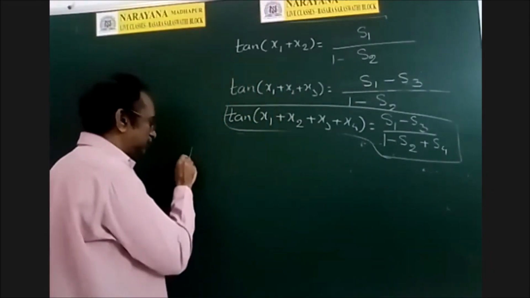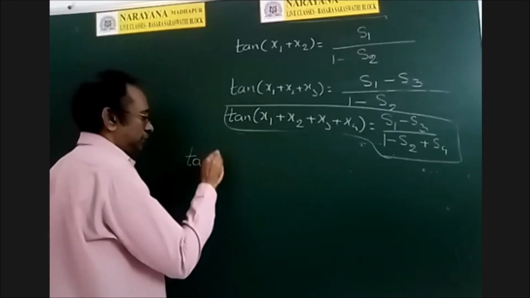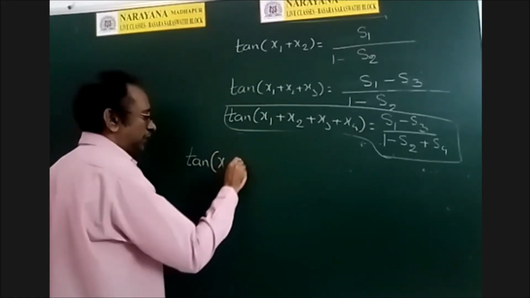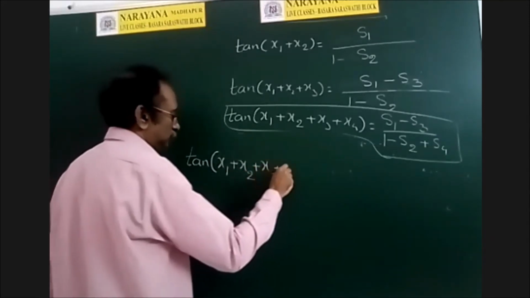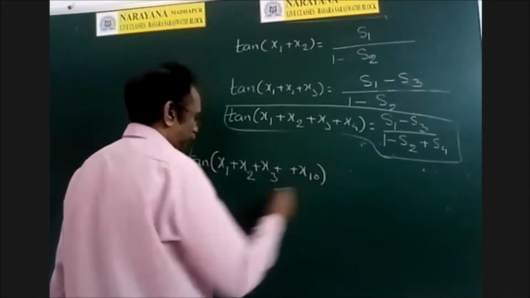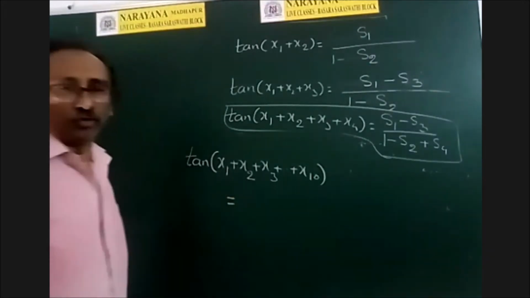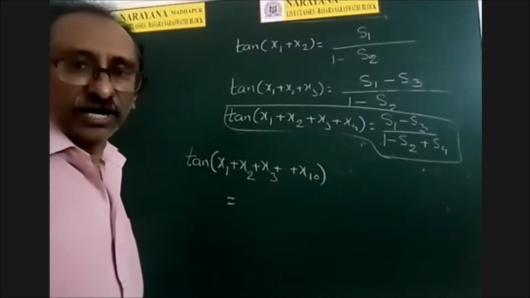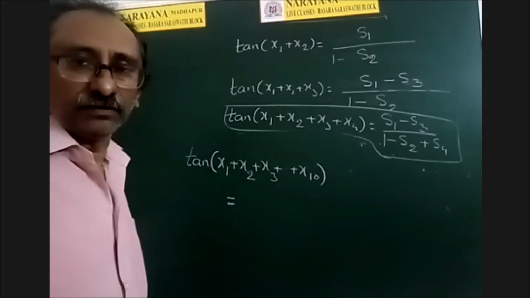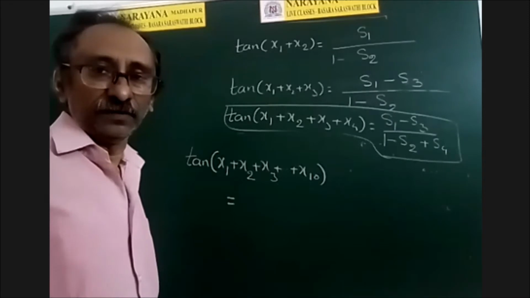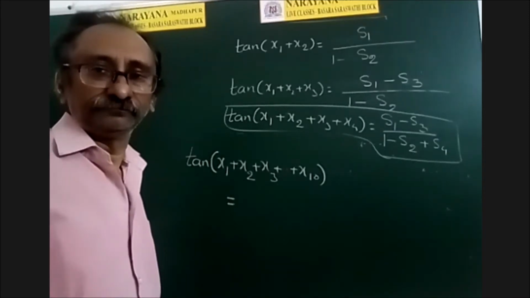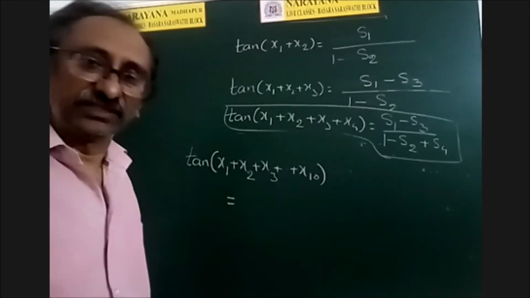Now, can you give these results? Tan of x1 plus x2 plus x3 plus so on plus x10. How to write this? Raise your hand if you want to try. Anybody? I will ask Puneet.